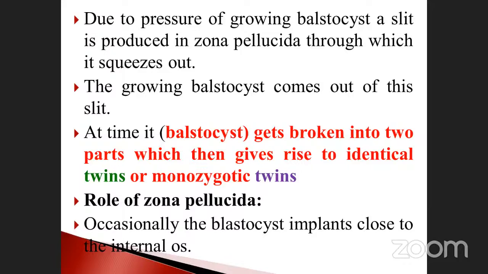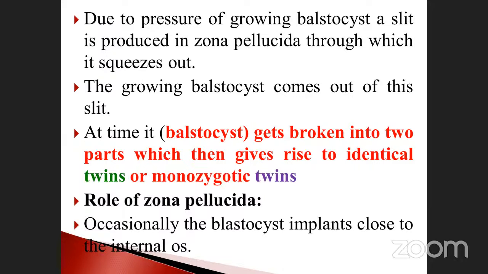Okay, there is a pressure created by the zona pellucida. As a result, what happened? The squeeze outs. The growing blastocysts come out of these slits. At a time, the blastocyst gets broken into 2 parts, which then gives rise to identical twins.